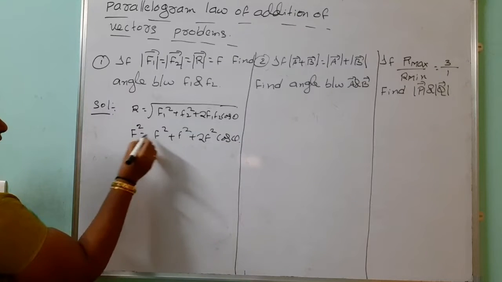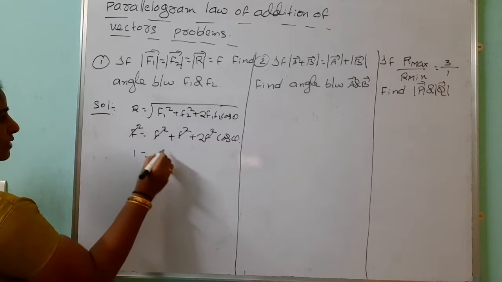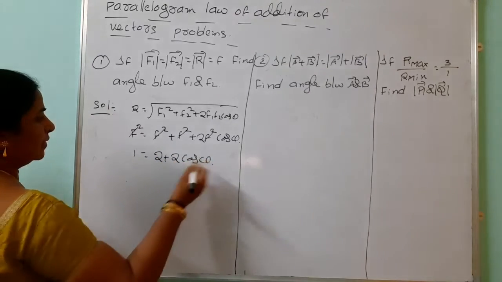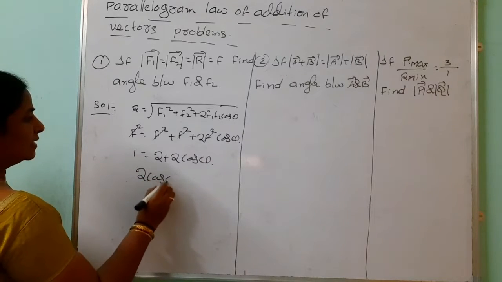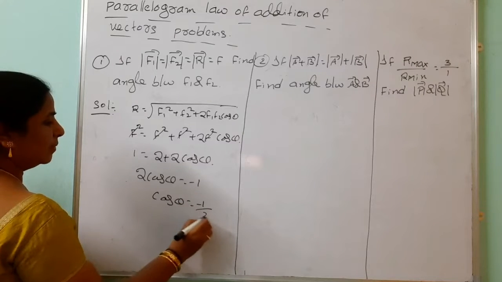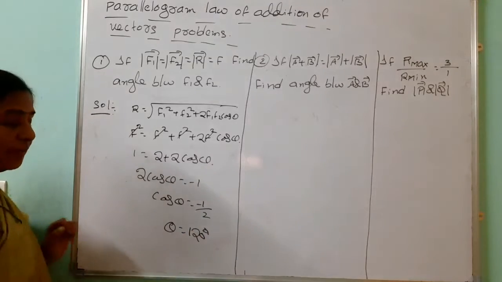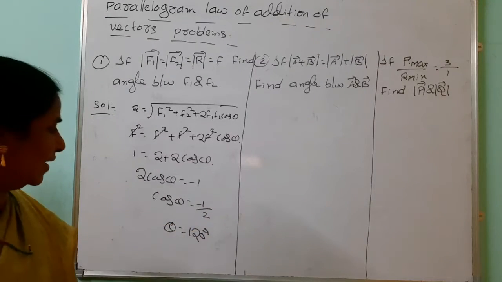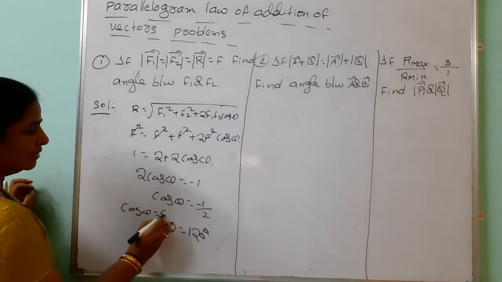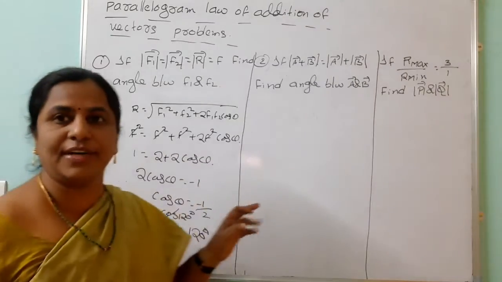Now you see, all the F squares cancel. We get 1 equals 2 plus 2 cos theta. From this, 2 cos theta equals minus 1, then cos theta equals minus 1 by 2. Instead of minus 1 by 2, we can write cos 120 degrees. If you want one more step, cos theta equals cos 120 degrees. Cos cancels, so theta equals 120 degrees.